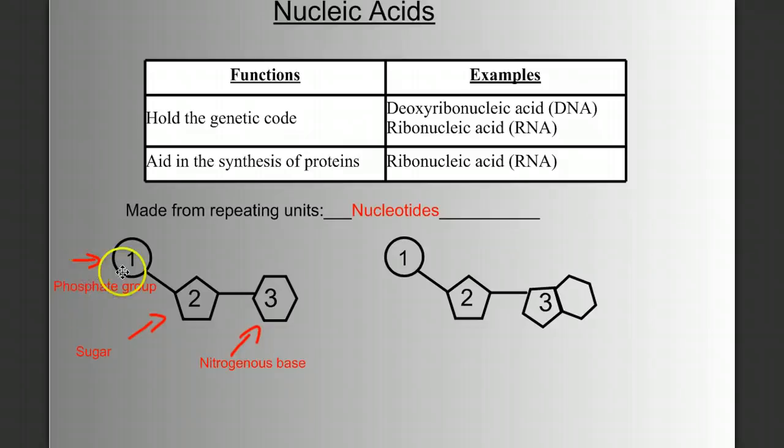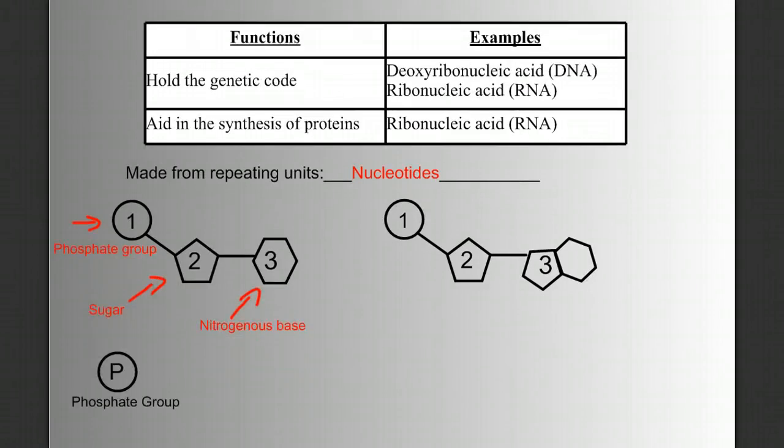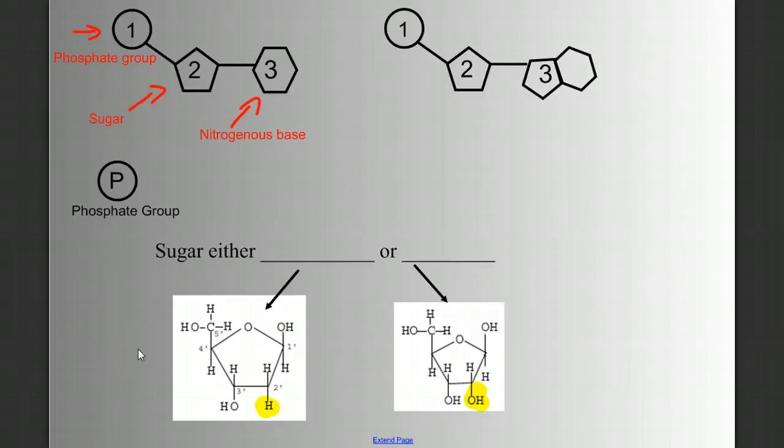Now the phosphate group is the same phosphate functional group that we learned about in our functional group video, but let's look at the types of sugars this can be. There are two types of sugars that are possible here. One sugar is deoxyribose and the other one is ribose. Look at the structures and see if you can think about which one of these is ribose and which one is deoxyribose. So did you get it right?